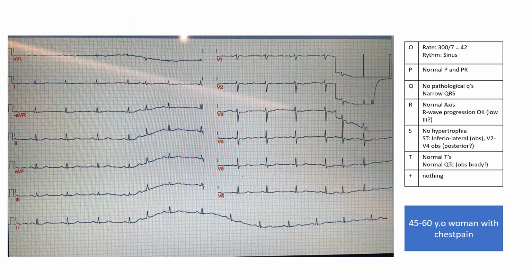All right, so here I have an ECG from a middle-aged woman with chest pain. Of course, all of these cases are real, but they've been anonymized, so this may be anywhere. We have a rate of... I see 7 small boxes here, so 300 divided by 7 is around 42. So it's a bit slow, so bradycardic.